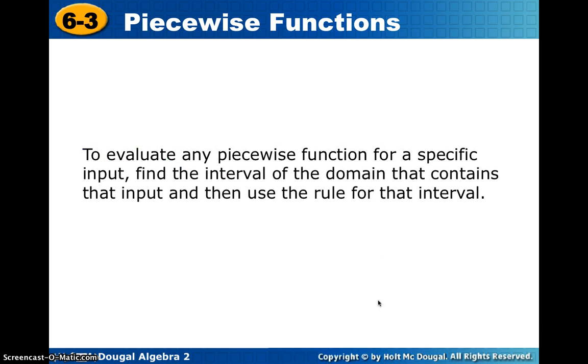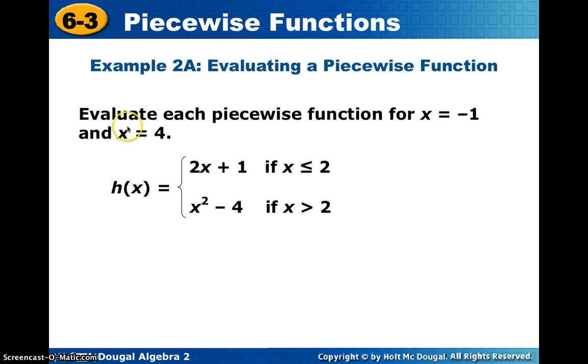To evaluate any piecewise function for a specific input, find the interval of the domain that contains that input, then use the rule for that interval. So, if we're trying to evaluate the piecewise function for x equals -1, we need to find which piece would contain the x of -1. Here, x is less than or equal to 2, and on the bottom one, x is greater than 2. Well, since we're plugging in -1 and -1 is less than 2, we're going to use the first piece.